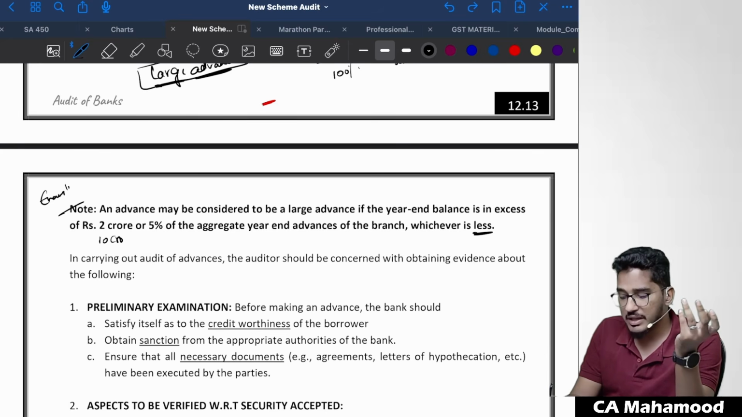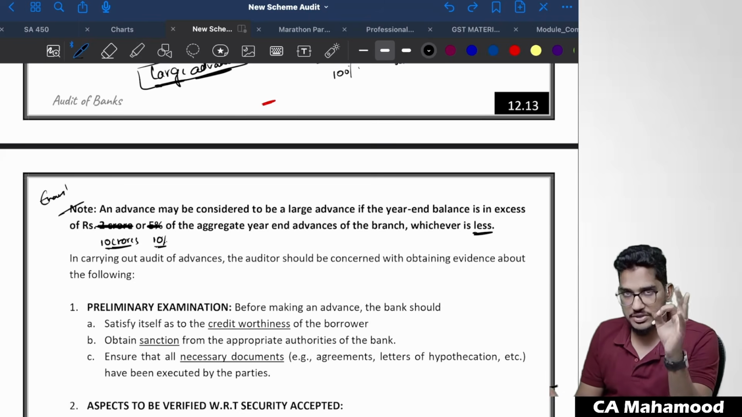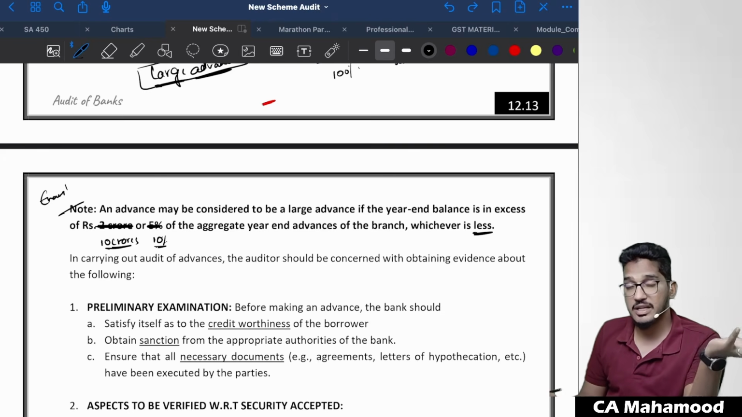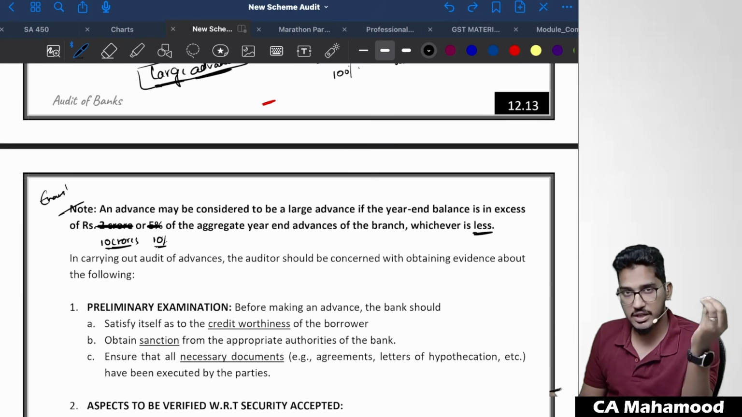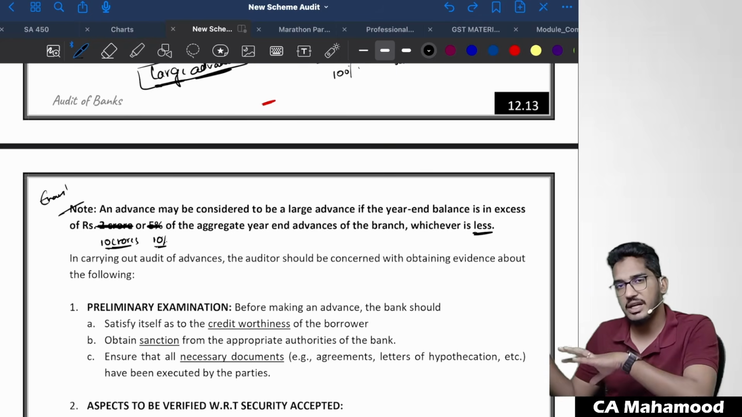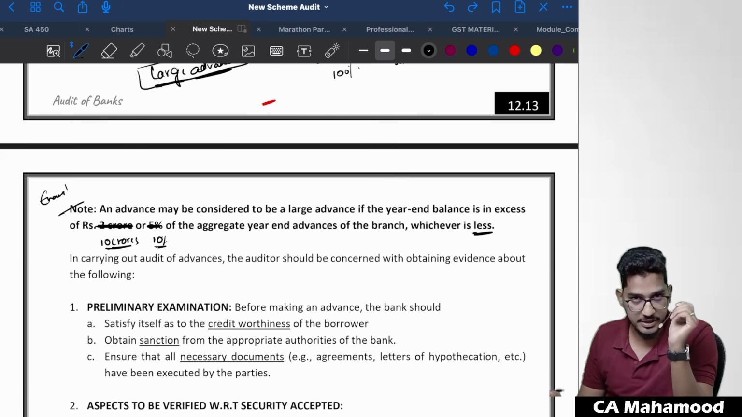But ultimately, which advance is a large advance, which advance is not a large advance, that is purely depending on auditor's professional judgment. Clear, everybody? So just here it is an example. Maybe some auditor might set a criteria that any advance which is exceeding 10 crores or 10% of the aggregate year-end balances, whichever is less, that I will consider it as a large advance. An auditor can put that criteria, but it is not a hard and fast rule. It all depends on the auditor's professional judgment.